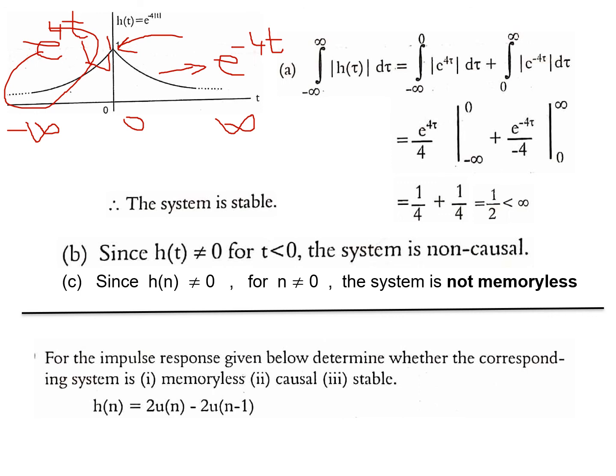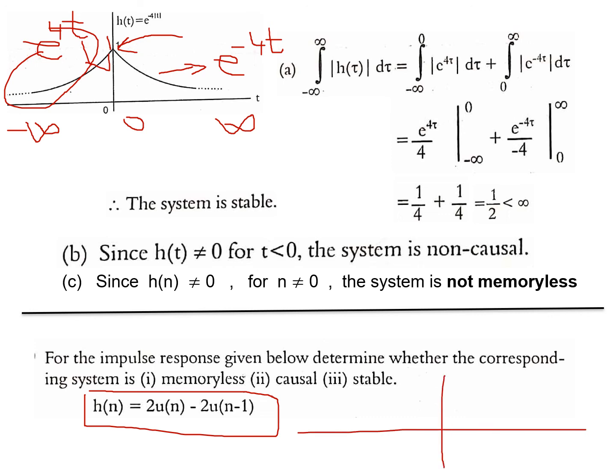Okay, now these are self-explanatory. Now you can see this impulse response. Once again I am taking the case of a discrete system: h of n is equal to 2 u of n minus 2 u of n minus 1. So what happens if you find this graph? What is the graph of this impulse response?